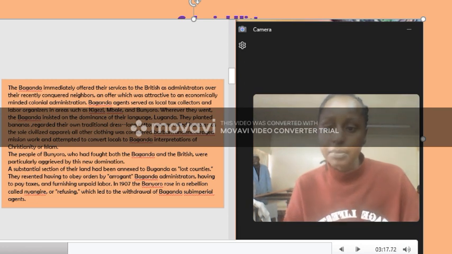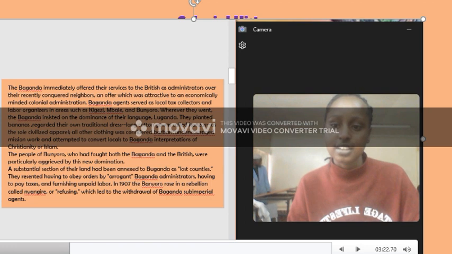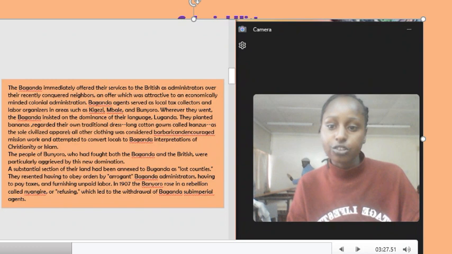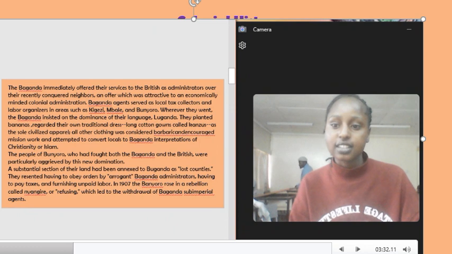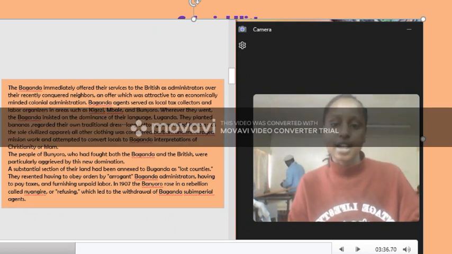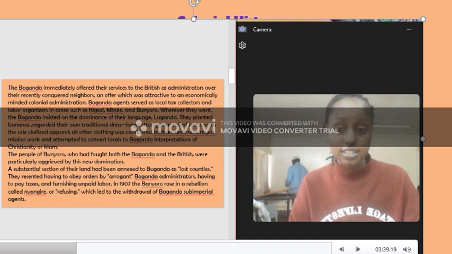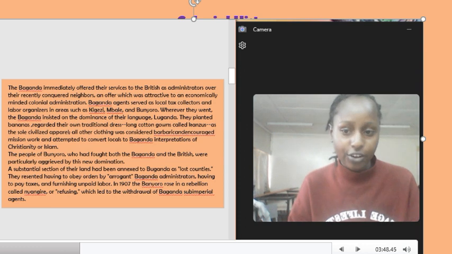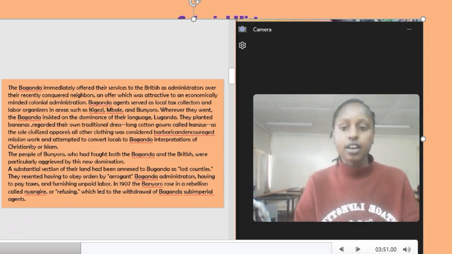The people of Bunyoro, who had fought the Buganda and the British, were particularly aggrieved by their domination. A section of their land had been annexed to Buganda as lost counties. They resented having to obey orders by the Baganda administrators, having to pay taxes and furnish labor. In 1907, the Banyoro rose in a rebellion called the Nyangire, also called the Refusal, which led to the withdrawal of the Baganda agents.